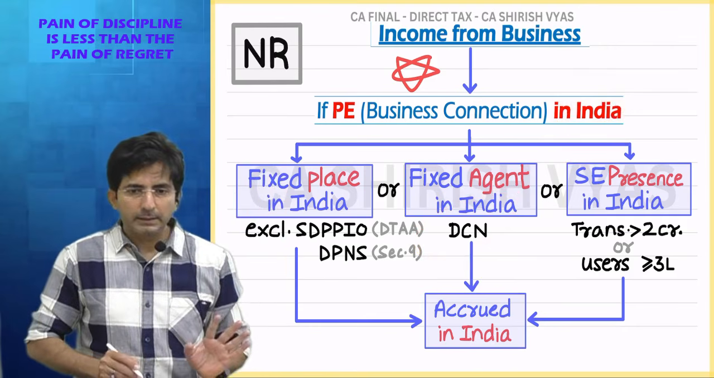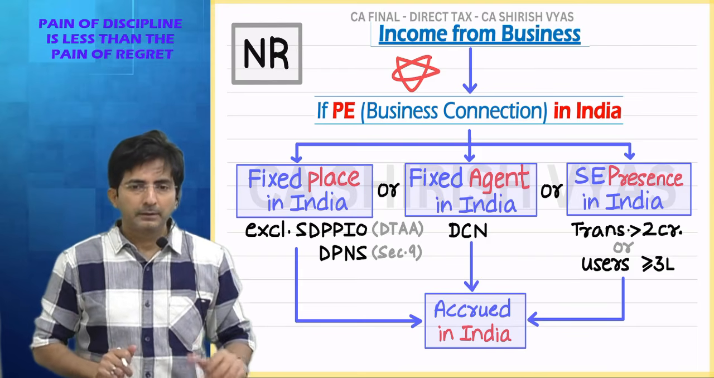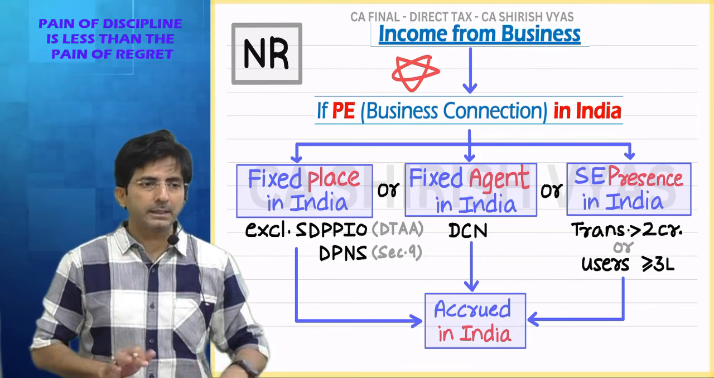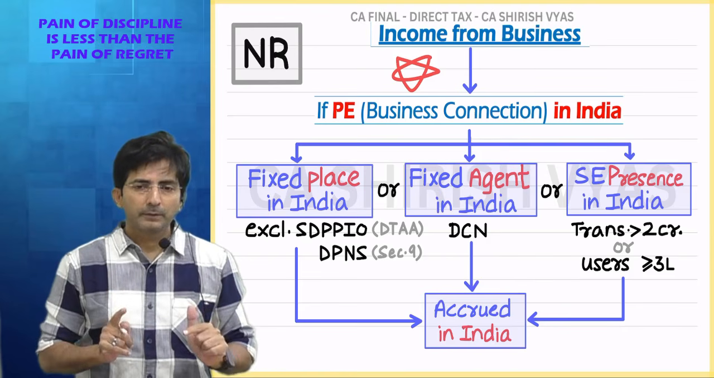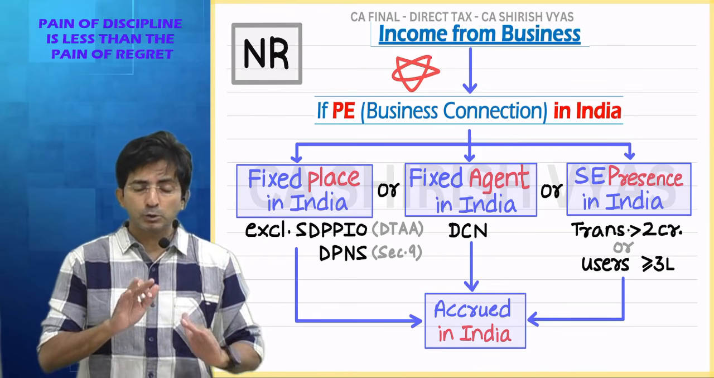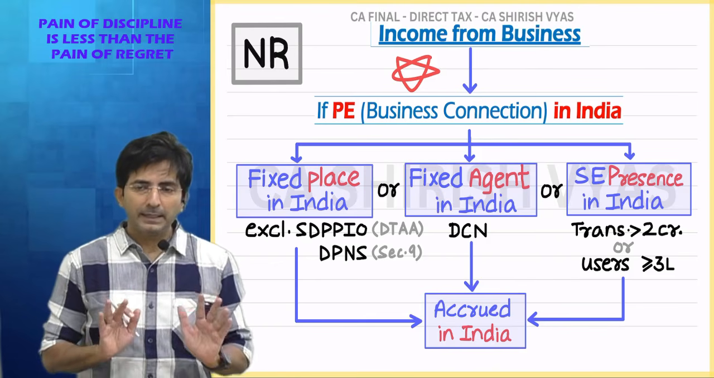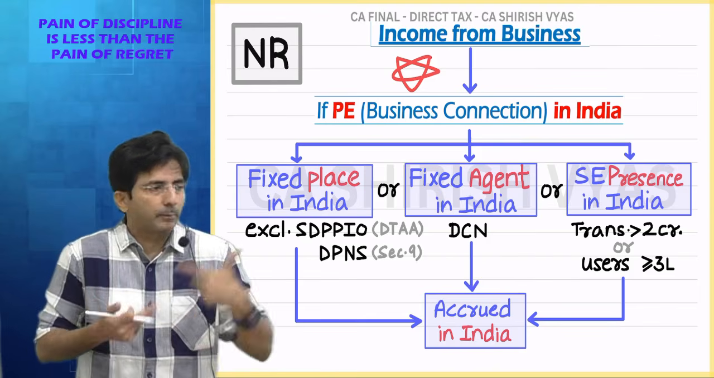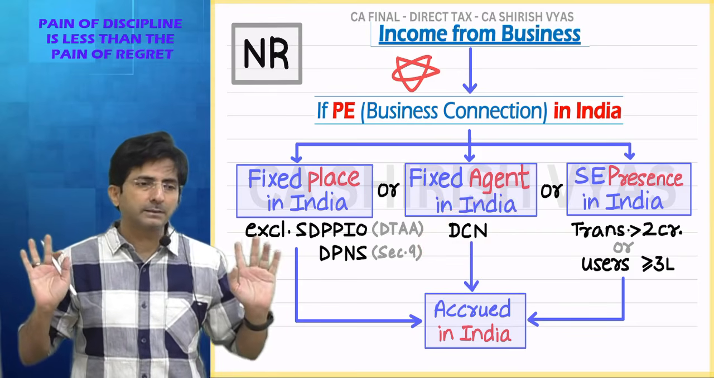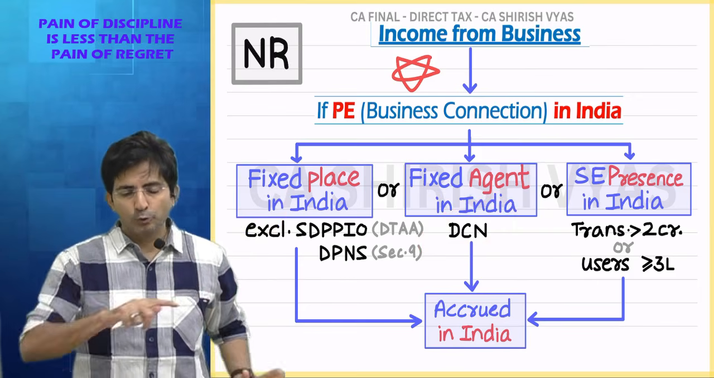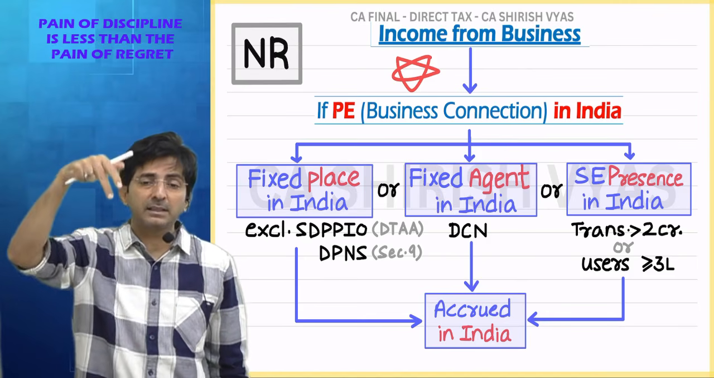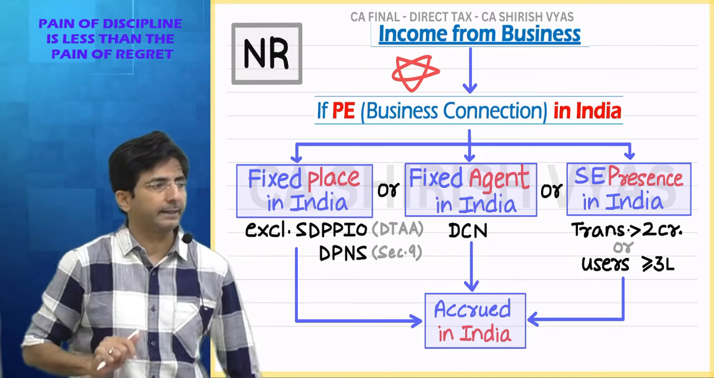So tell me, what are the three conditions to call an agent a PE? D: the agent should be a dependent agent, not a general independent agent working for everyone. C: the agent in India should either conclude the contract or play the principal role which leads to conclusion of the contract. N: the agent should do the dealing not in his name, but in the name of the principal. If these three conditions are satisfied, then the Government of India says you have a PE in India. Although you don't have a physical place, having such an agent is also a PE in India.